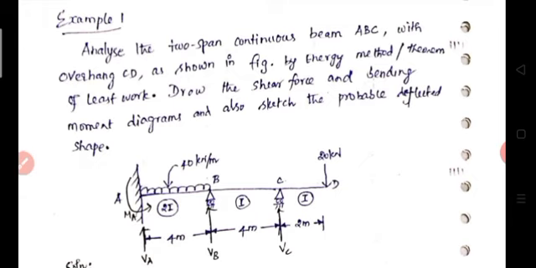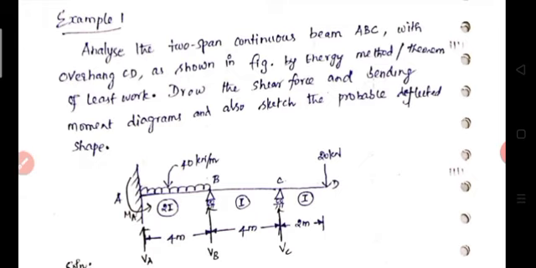first find out what reactions will be created in the structure. At end A of the beam, it is a fixed end. Fixed ends generally create three kinds of reaction: one is vertical reaction, then horizontal reaction, then moment.